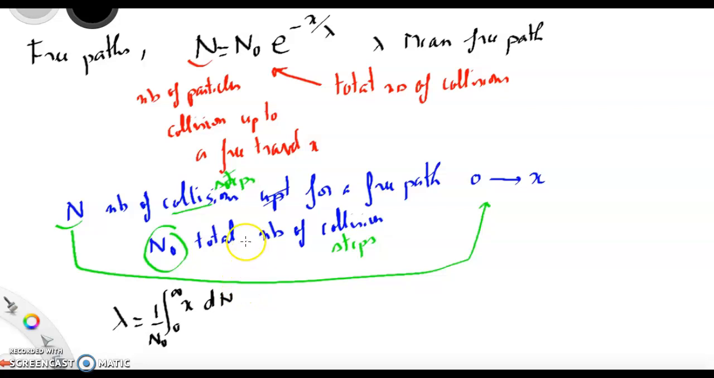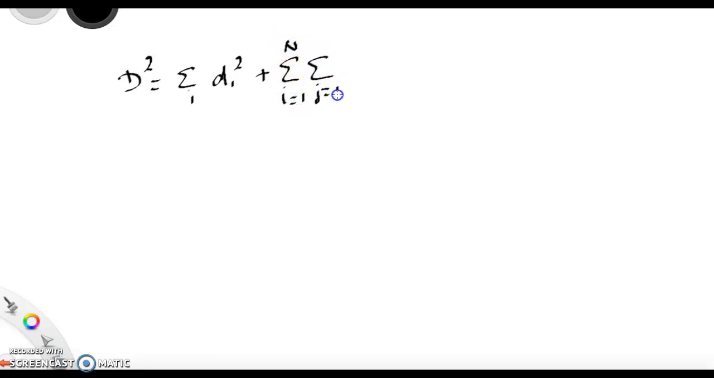So this being said, as a reminder, let's go back to our expression. We found then that d squared equals the sum over i of di squared plus the sum over i, going from 1 to n, sum over j, going from 1 to n, with i different than j, of basically di dj cosine theta ij. Fine.